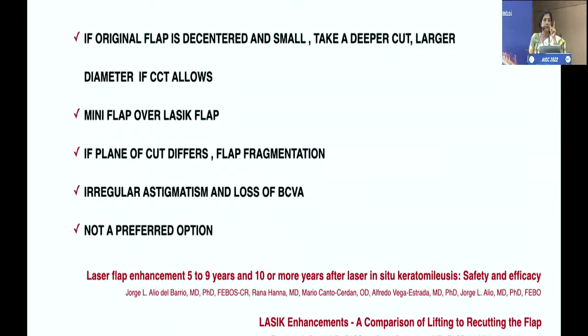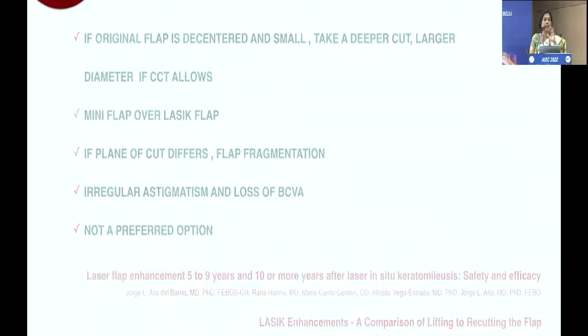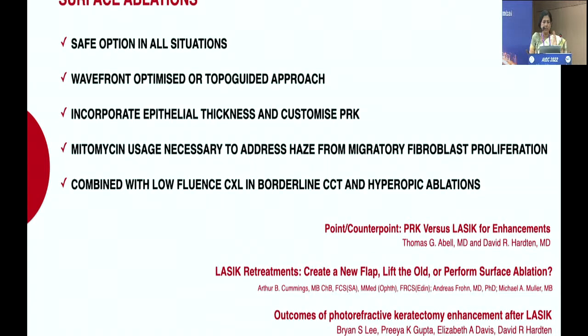Again, if the flap is to be recut, if the original flap is decentered, then what we could do is, which Kumar has a wonderful video, where he had created a deeper cut of a larger diameter if the corneal thickness would allow. You could do a mini flap over the primary LASIK if the flap thickness is good. But if the plane of cut is different, you could actually end up with flap fragmentation, loss of BCVA, and flap cut should be kept as a last resort.